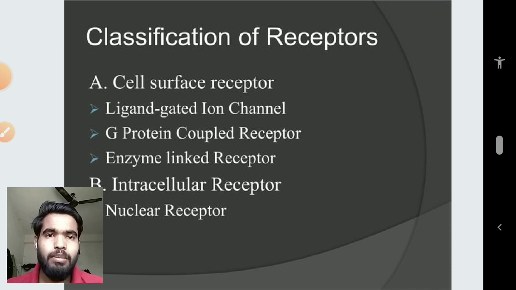Cell surface receptors are further classified into mainly three types. First is the ligand-gated ion channel, second is the G-protein coupled receptor, and third is the enzyme-linked receptor. Intracellular receptors that are present within the cell are classified into mainly one type, that is the nuclear receptor.